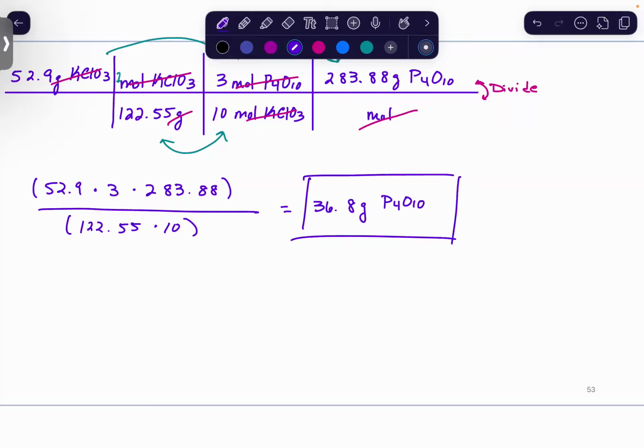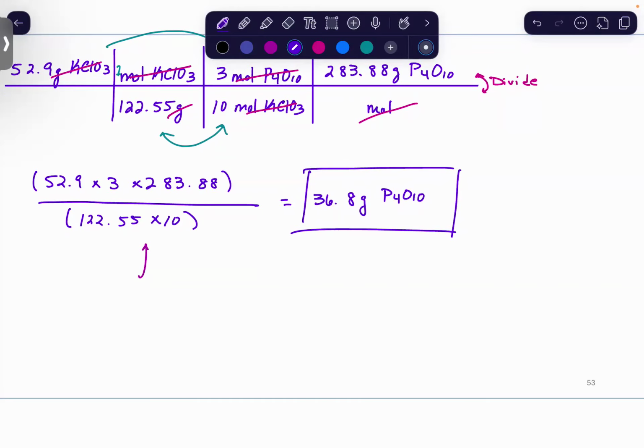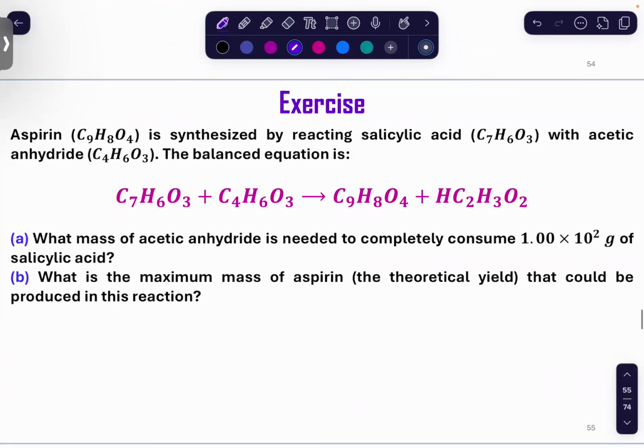So again, I don't care how you do it. You can choose to do it in steps or do it as one long calculation. You don't have to show me this step right here. I'm just showing you how that breaks down. Dots mean multiplication. But that's how you solve this problem, using the stoichiometry of your equation. So we have another one here. Maybe it's a good time to pause the recording and try to solve this for yourself, but otherwise we're going to move on. So aspirin is synthesized by reacting salicylic acid with acetic anhydride.